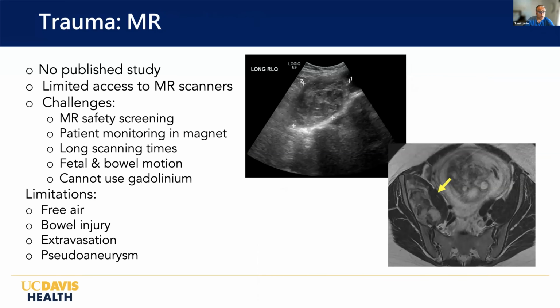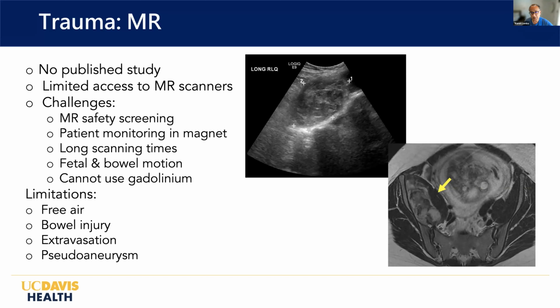Trauma, role of MR: no published study. Generally, access to MR scanners is limited. Challenges are MR safety screening in trauma patients who sometimes may not be responsive. Monitoring these sick patients in the magnet is not easy because they have a lot of monitoring devices that may not be MR compatible. Long scanning times are generally not optimal for trauma patients. There are artifacts created by fetal and bowel motion, and we cannot use gadolinium. Obviously, MR has limitations. You can't detect free air. It's limited for bowel injury, limited for detecting extravasation from both the blood vessels and the urinary collecting system, and limited in evaluation of pseudoaneurysms. So MR is quite limited.